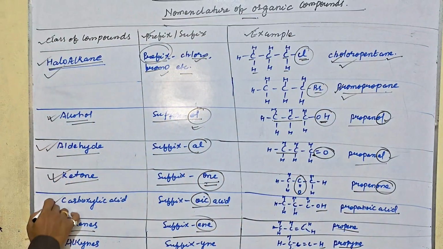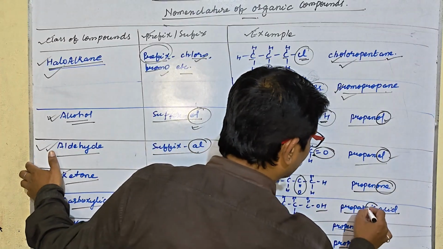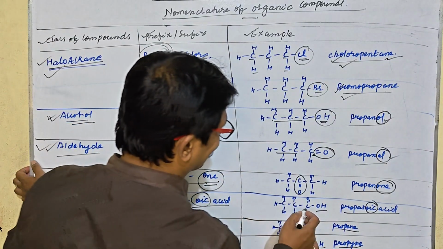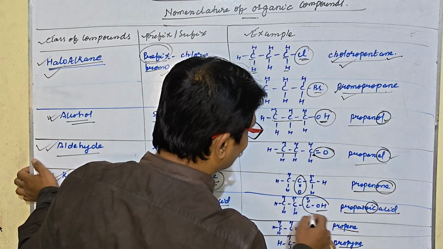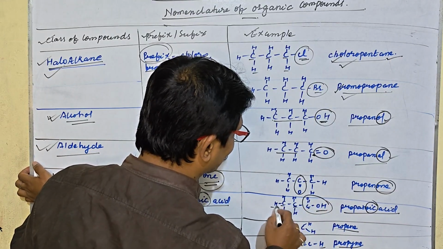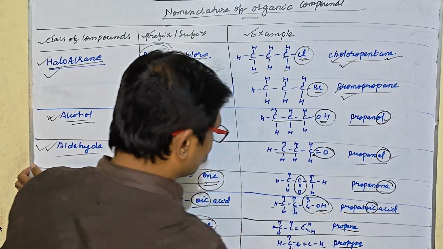After that, carboxylic acid. Carboxylic acid, the suffix is oic acid. There is oic acid. So this is the functional group, as you know, C double bond O and OH. And the carbon atoms, 3 carbon atoms attached with 5 hydrogen atoms, and C double bond O and OH, the functional group.